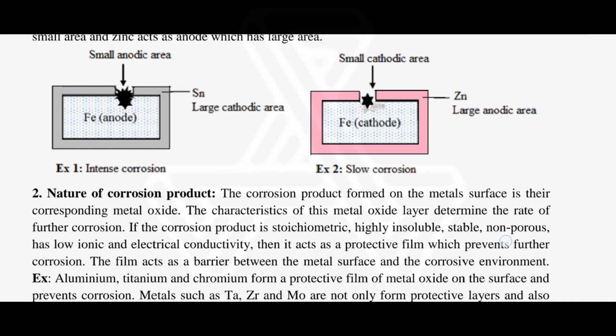Example 1, intense corrosion. Example 2, slow corrosion. Example 1, intense corrosion: smaller anodic area, larger cathodic area. Slower corrosion: smaller cathodic area, larger anodic area.